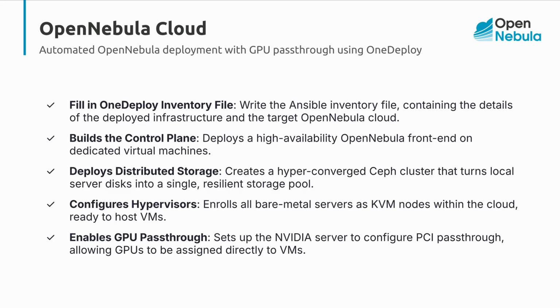It automatically creates the dedicated virtual machines on our bare metal hosts that will form the high availability cluster for the OpenNebula frontend. Next, it is going to deploy the distributed storage. The automation sets up our hyper-converged Ceph cluster, transforming the spare local disks on each server into a single resilient storage pool for all our virtual machines and images.